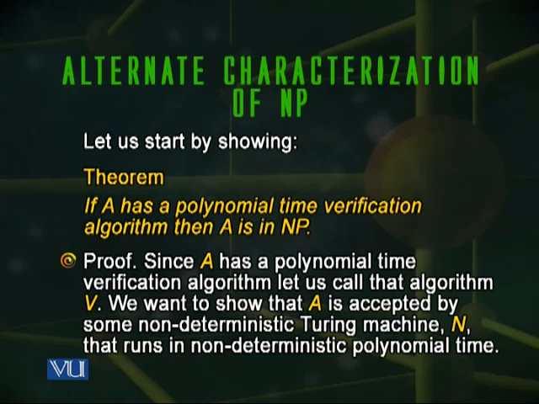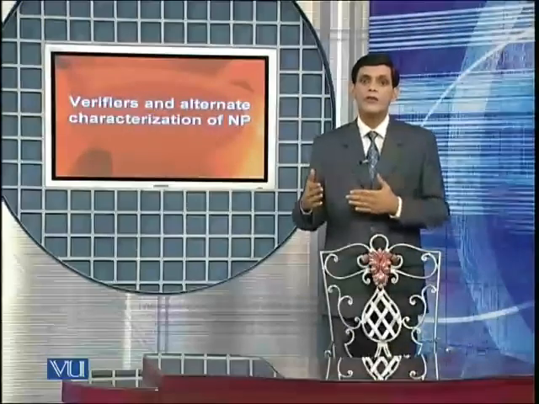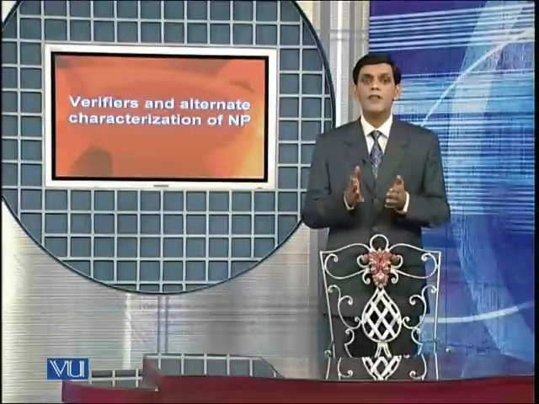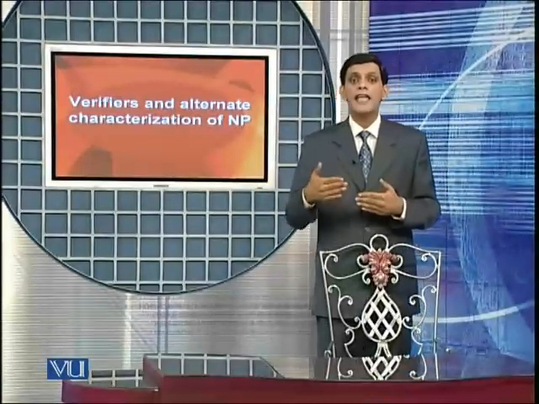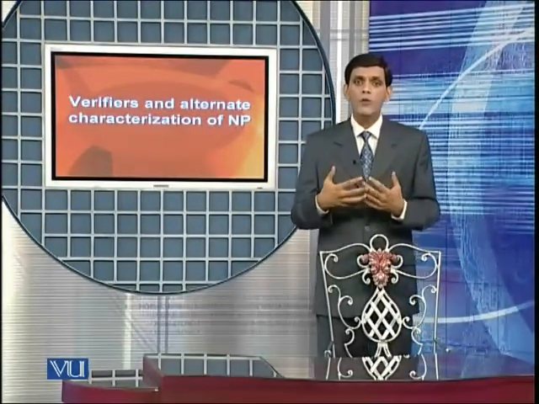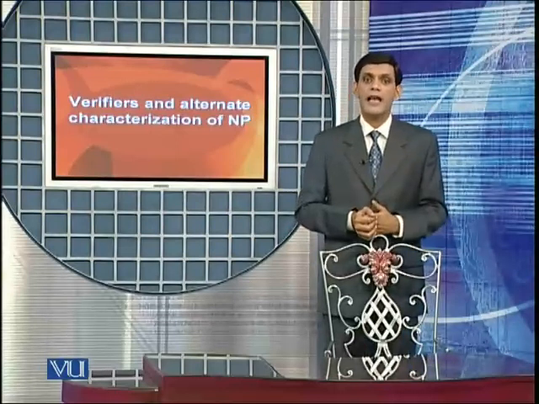So our task is to somehow come up with a non-deterministic Turing machine which accepts the language A and runs in non-deterministic polynomial time. Let's recall that non-determinism was like having the power of guessing. So one way to think about non-determinism is to say that our algorithm or our Turing machine has the power of guessing. Now, how will we use the verification algorithm to come up with a non-deterministic algorithm?